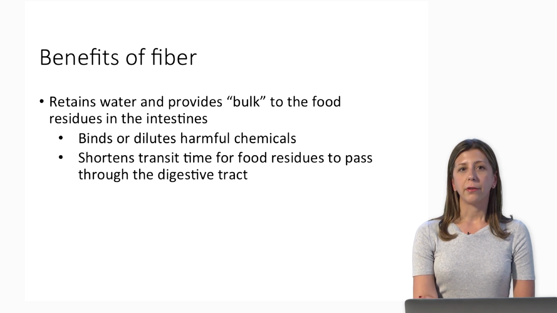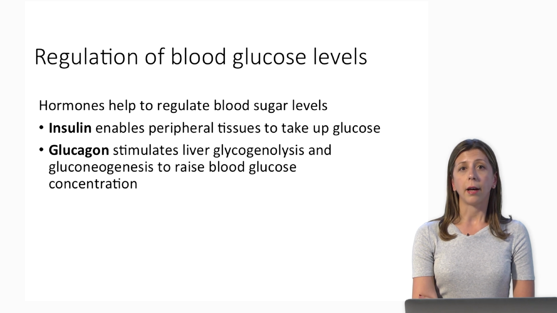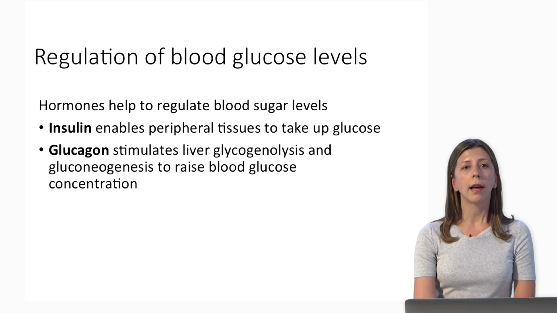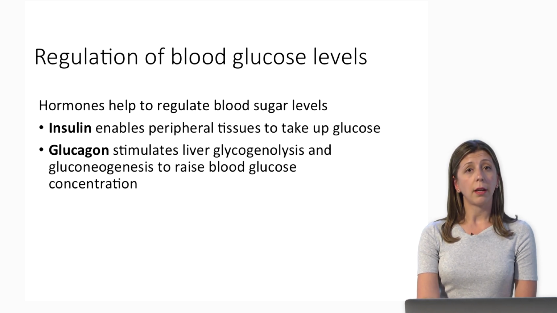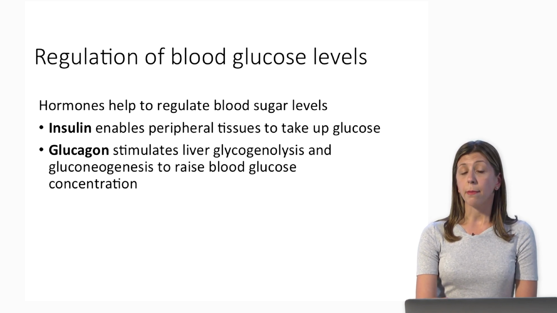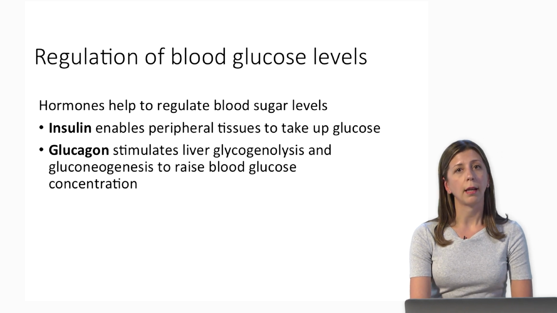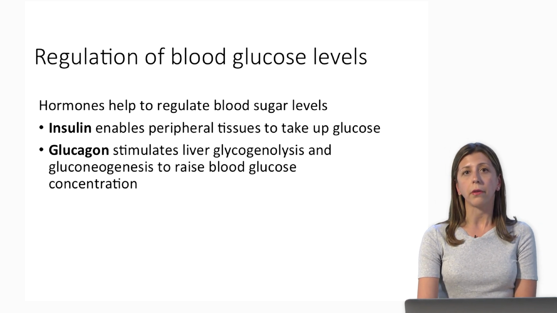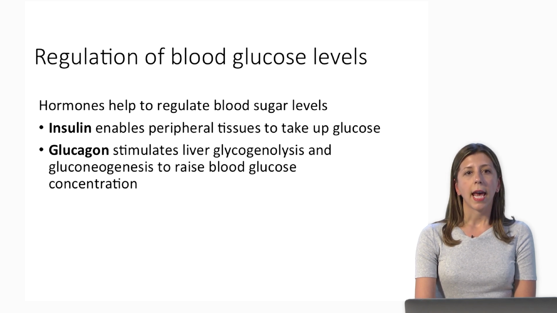What else does fiber do for us? Well, it helps regulate blood glucose levels, and beyond fiber, there are things called hormones that help regulate blood glucose levels. The two main ones you need to know about are insulin and glucagon. So insulin and glucagon are both pretty much made by the pancreas. If you've studied anatomy and physiology, you may know this already, but the pancreas secretes these two hormones, and they both kind of work in different directions.